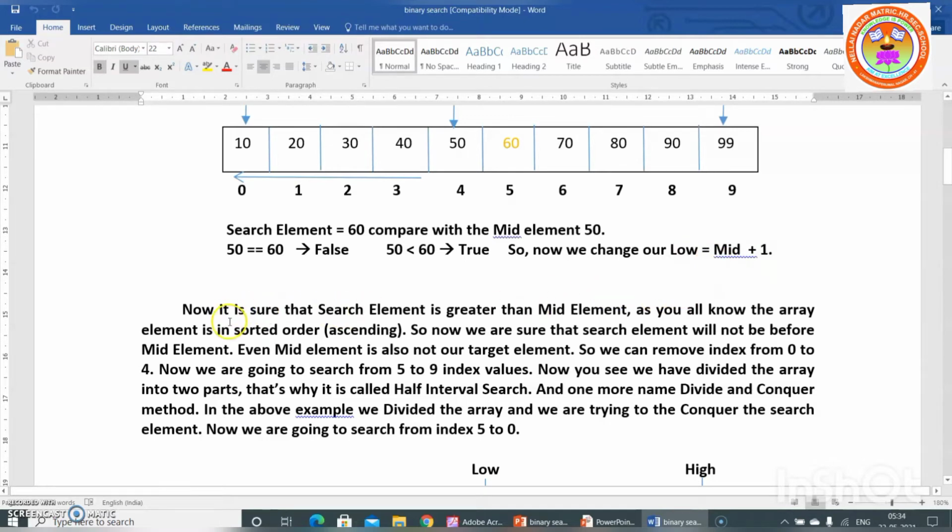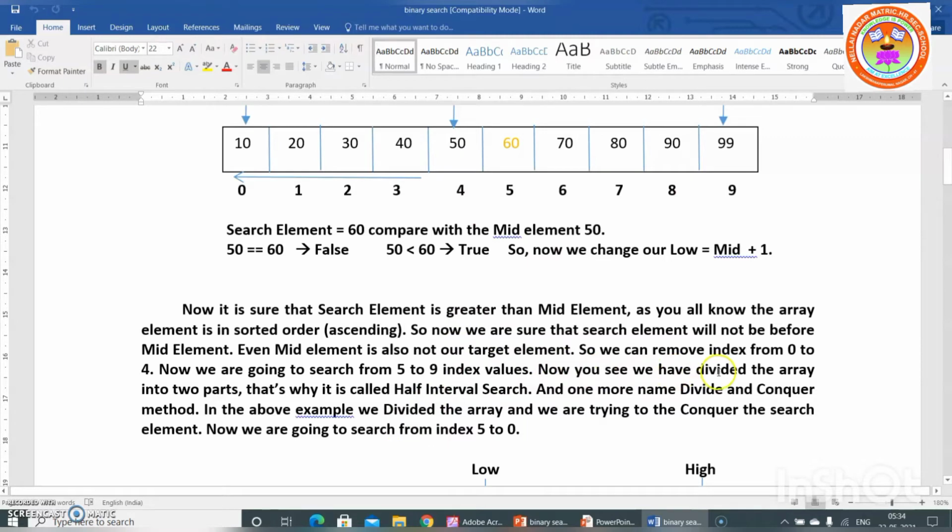Right? Now, it is sure that the search element is greater than the mid element, as you all know that the array element is in sorted order, array ascending order. So now we are sure that the search element will not be before the mid element, that is this one. Even the mid element is also not our target element. Yes, right? So we can remove index from 0 to 4. Now we are going to search from 5 to 9, from 5 to 9 index values.